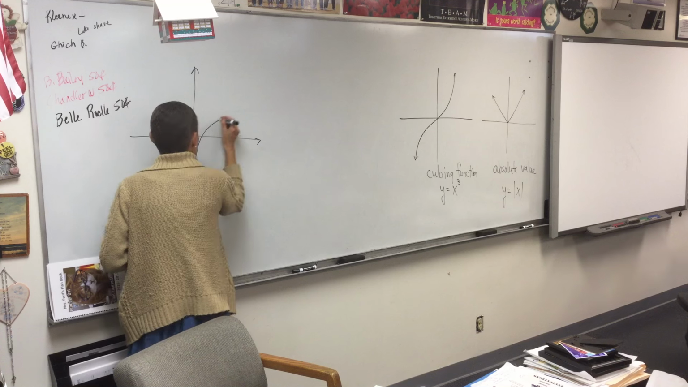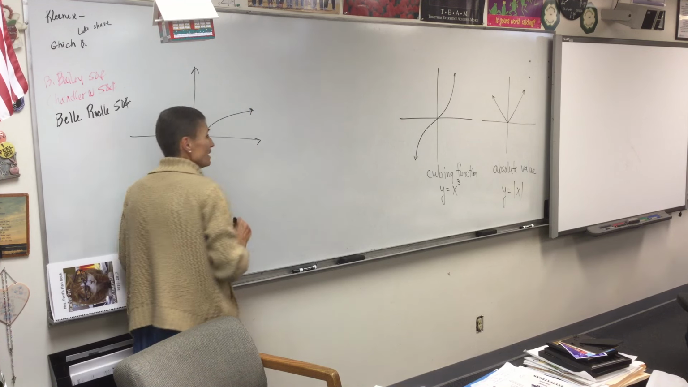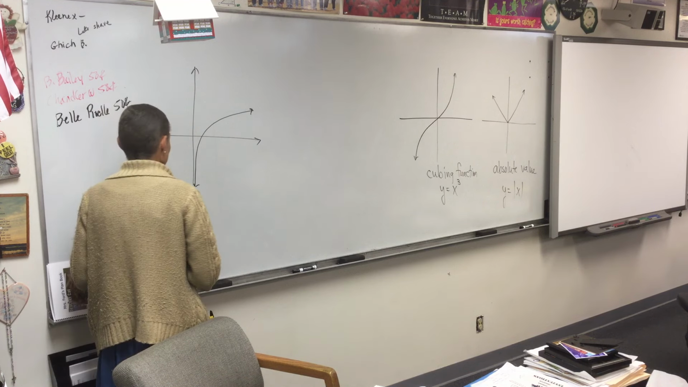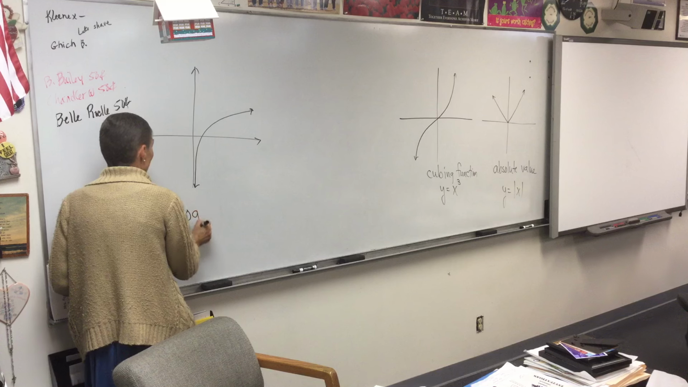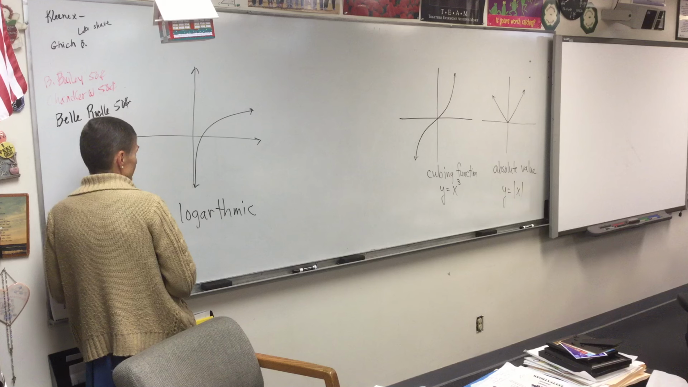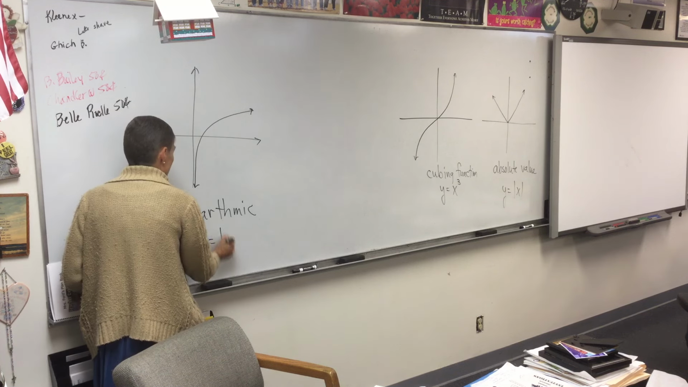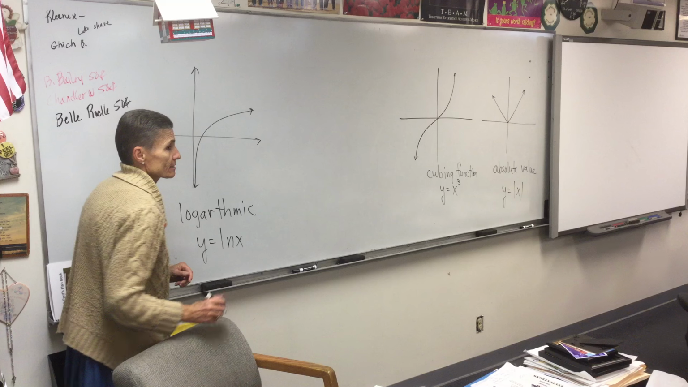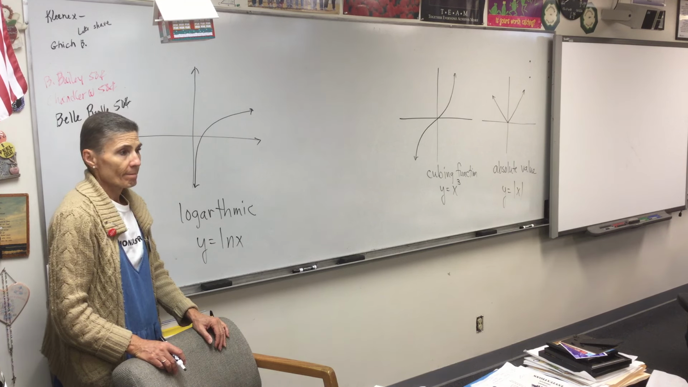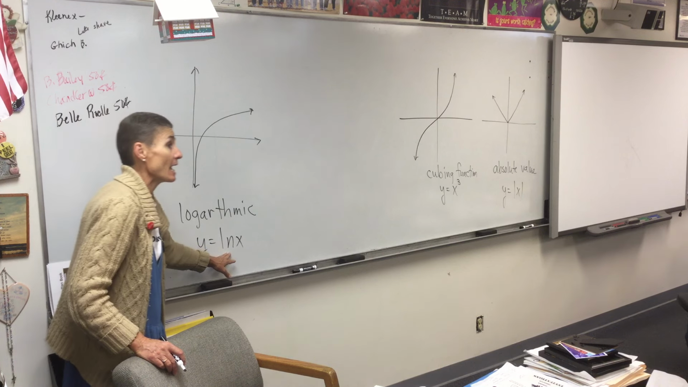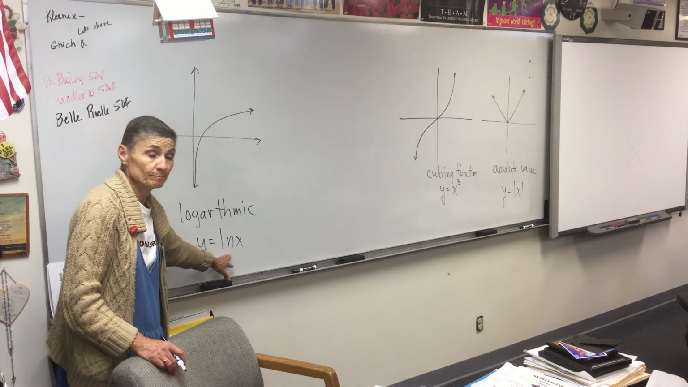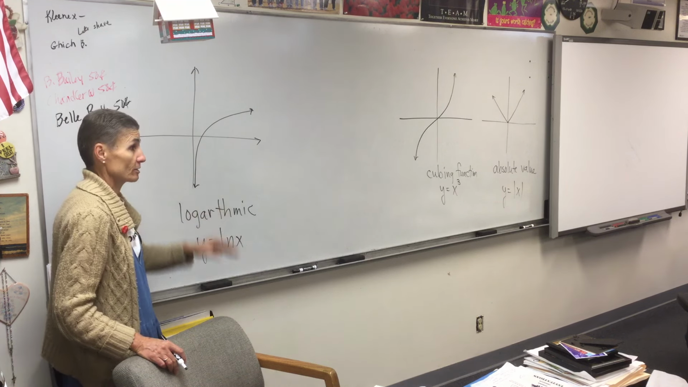This one, and I'm not doing these in any special order. I'm kind of doing them in the order I remember them. This picture is called the logarithmic function, and its equation is y equals ln x. You recognize the ln. That's an ln, not a 1n. That's your natural logarithm. And this is what it looks like.